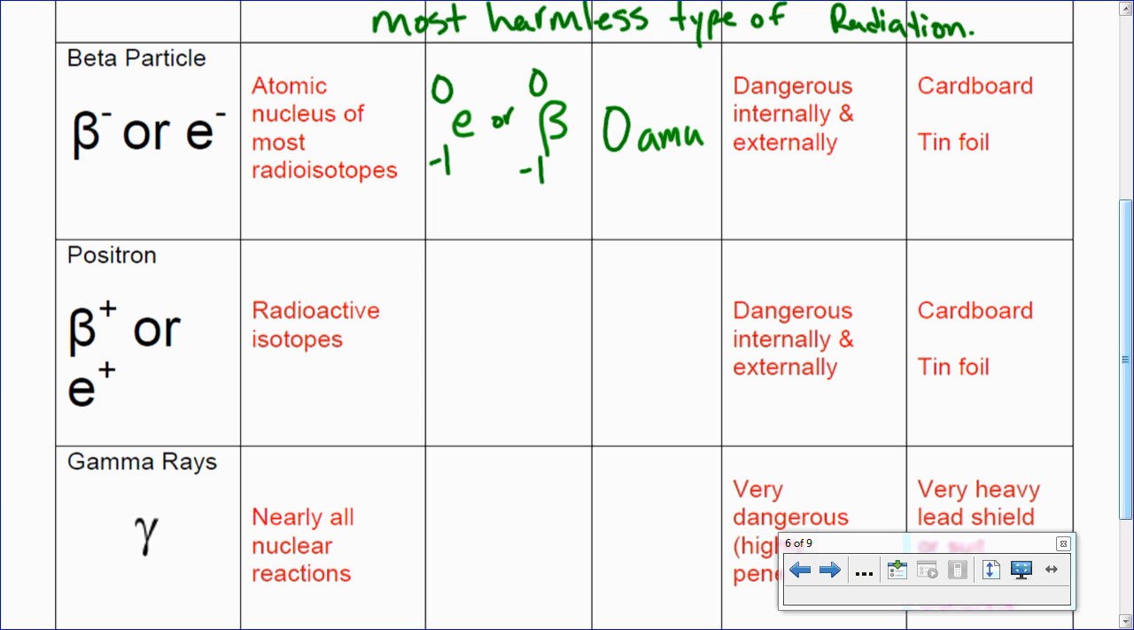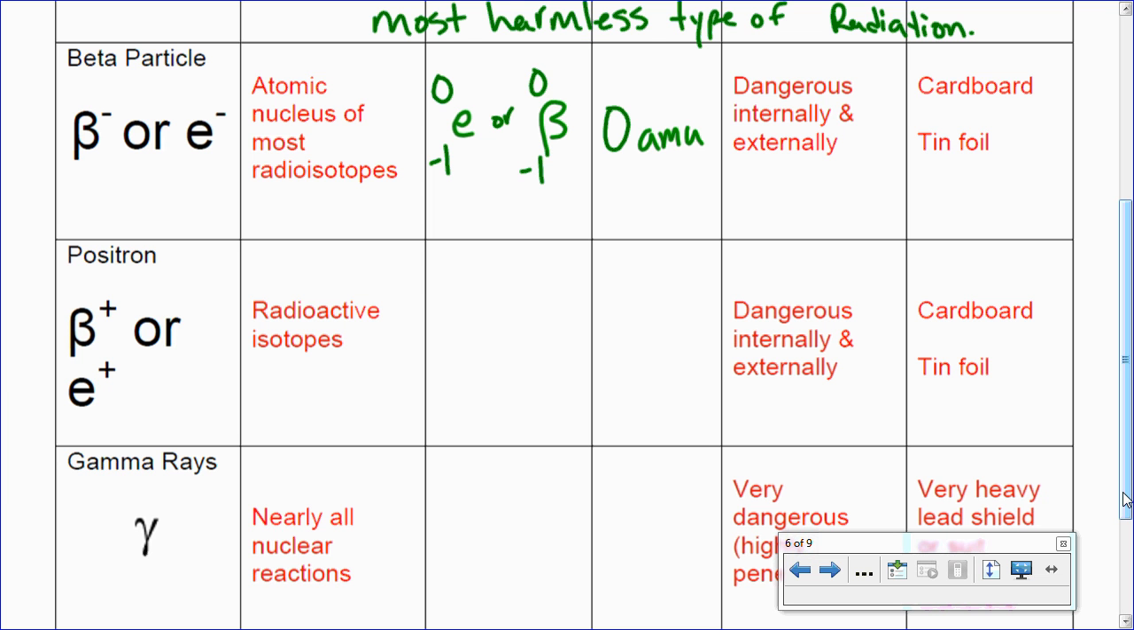These don't have any mass, which is why they are dangerous. Okay, if they have no mass, it's very difficult to stop them. Beta particles are technically a little bit slow moving. They're dangerous internally and externally, meaning if you swallow a beta particle source of radiation, you could damage your body. Tinfoil or cardboard would stop these, so you need a little bit more protection from them. So this is not the most harmless type of radiation, but the second most harmless.